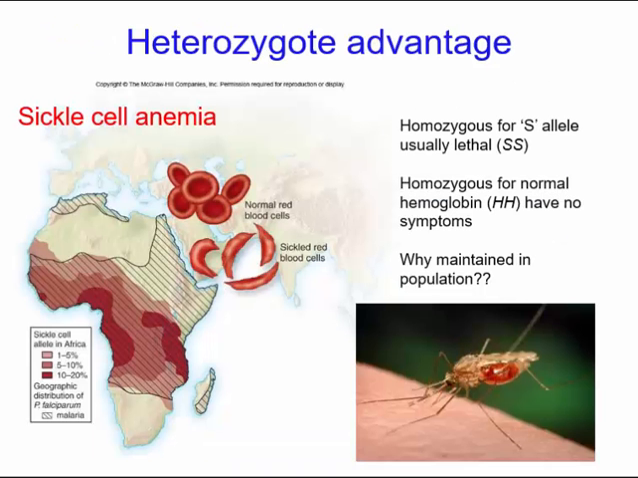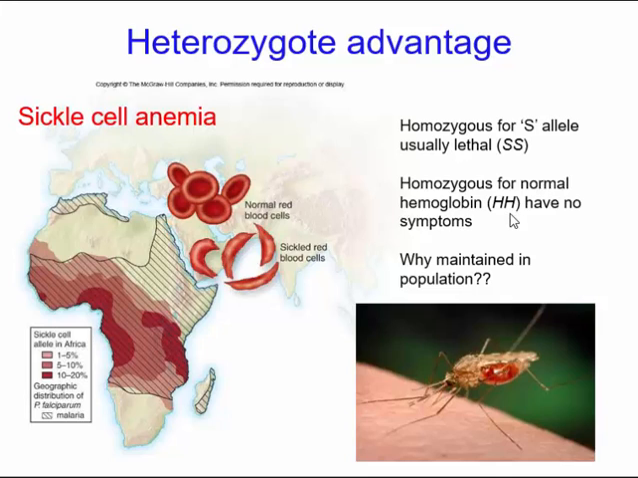The oft used example of balancing selection is sickle cell anemia. This is also an example of what's called heterozygote advantage. We've talked about sickle cell anemia before. If you have that sickle cell allele, we're going to call it S. If you're homozygous for it, it's usually lethal. If you're homozygous for normal hemoglobin, you don't have sickle cell anemia.